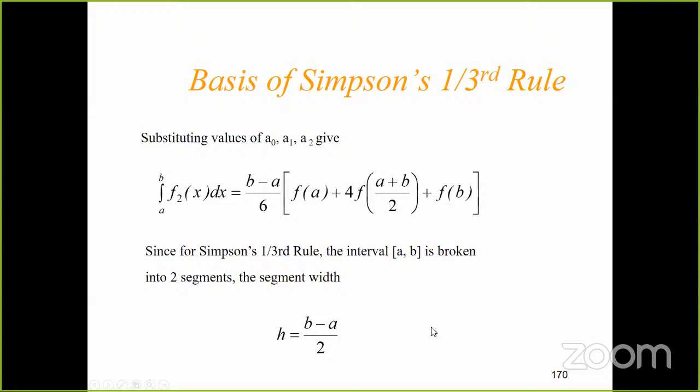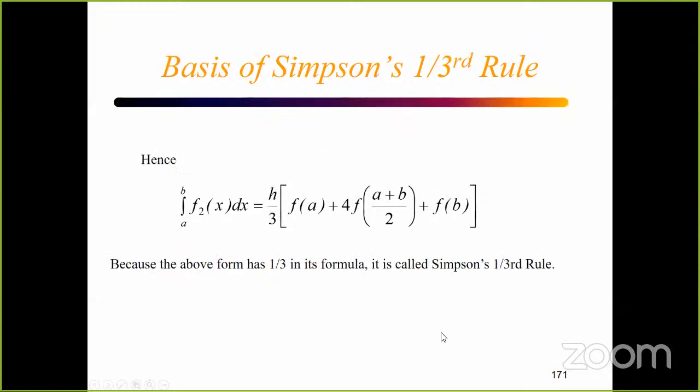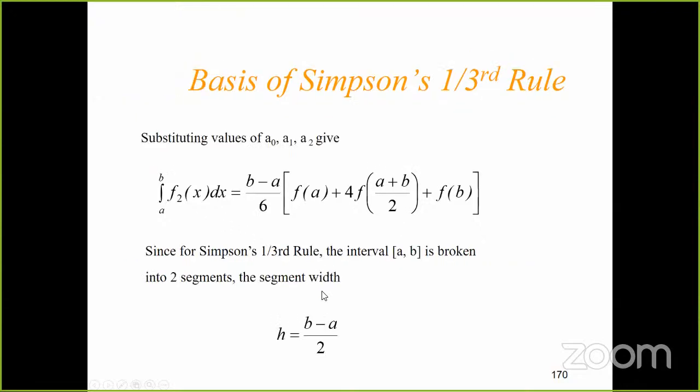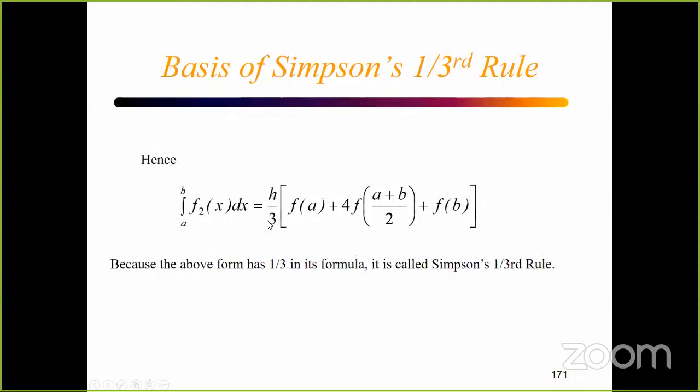Means the step size is (b minus a) by 2. So f of 2 is equal to h by 3 times, where h is (b minus a) by 2, the value of the function at a, the value of the function at b, and 4 times the value of the function at (a plus b) over 2.